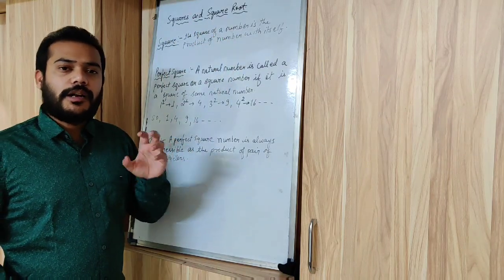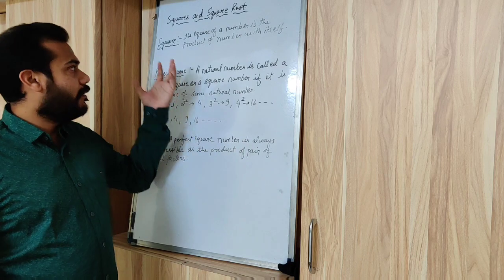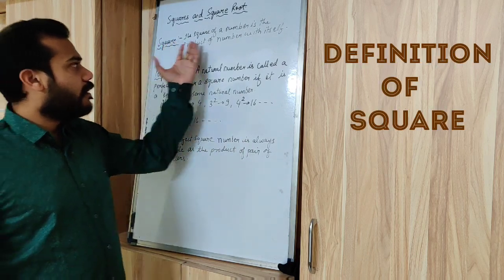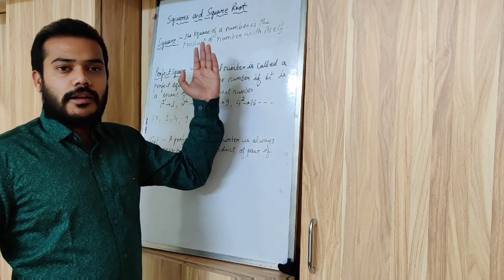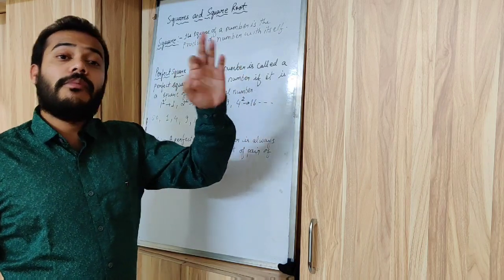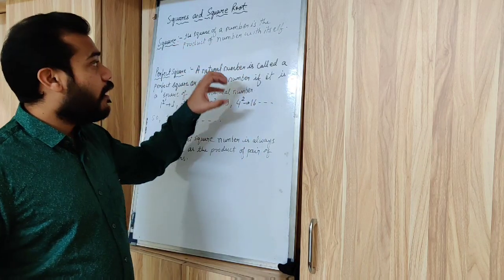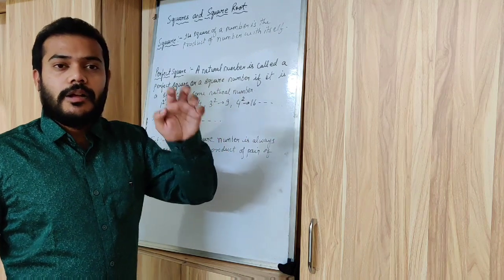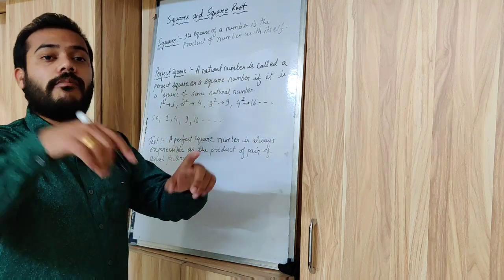This is the introductory part of square and square root. The definition of square: the square of a number is the product of the number with the number itself.